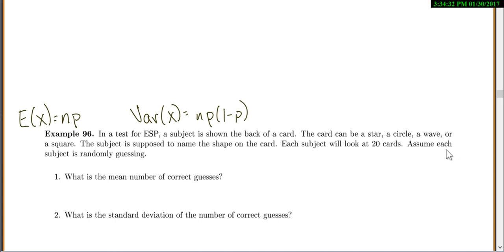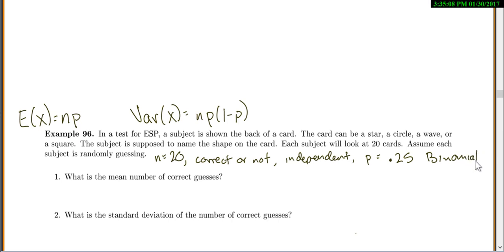So first, would it be binomial? Yes. Each subject looks at 20 cards, so you know that n is going to be 20. And we're assuming that they're guessing, so you're either correct or not. It should be independent; each one shouldn't affect the next. And the probability of getting one correct would be 0.25 because there are 1, 2, 3, 4 shapes. So the probability is 0.25. So this is binomial.